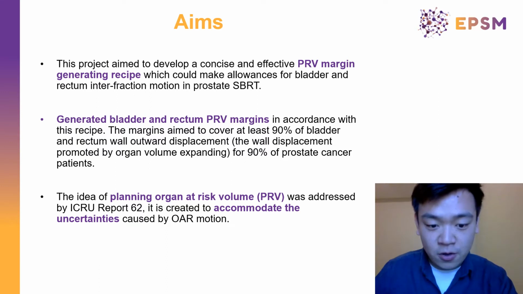The idea of planning organ at risk volume, which is PRV, was addressed by ICRU Report 62. It is created to accommodate the uncertainties caused by OAR motion.